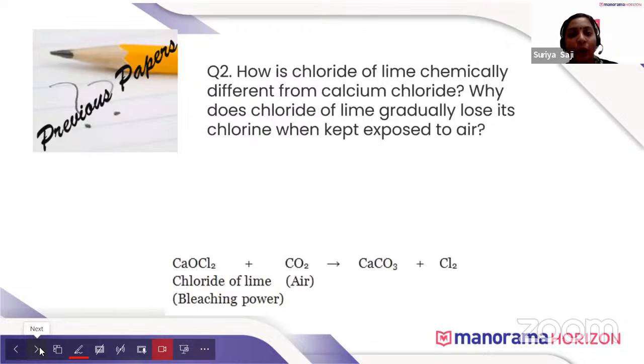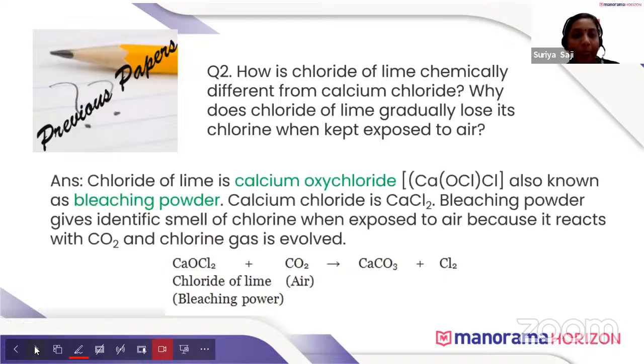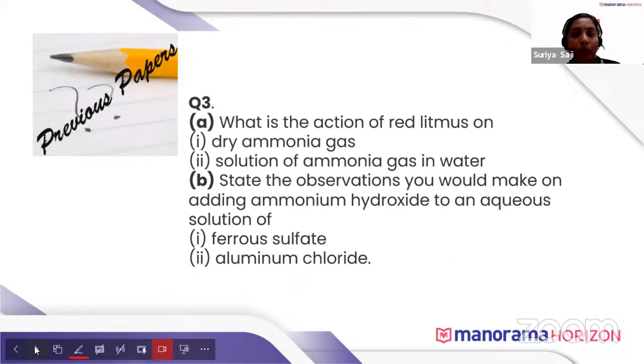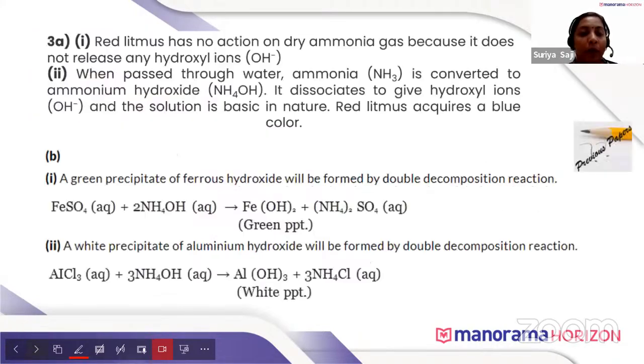So if you are exposing it to air, what will happen? The chlorine will go from bleaching powder. Okay. And we will get calcium carbonate. Okay. So this is the answer. So what is the action of red litmus on dry ammonia? It is not having any action on dry ammonia. Red litmus, solution of ammonia gas in water. So a solution of ammonia gas in water will be basic in nature. So red litmus, what will happen? Red litmus will change to blue in basic solution.